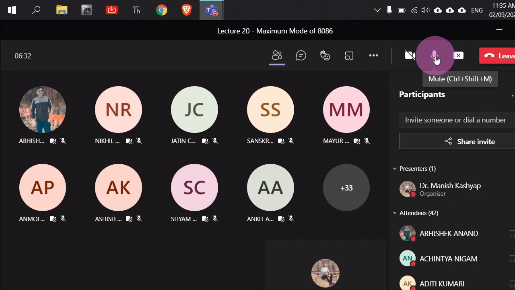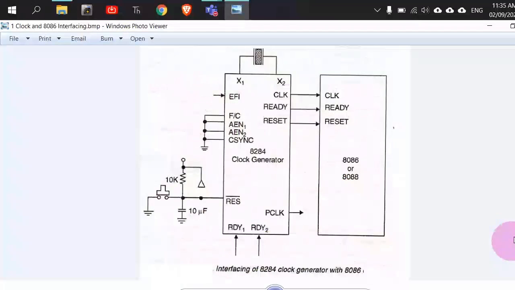Okay, so good afternoon, everyone. Good afternoon, sir. So in the last lecture, we were studying this minimum mode configuration for 8086, and we said there that minimum mode configuration is the mode in which your processor 8086 is the only processor in the system. All the devices connected to it can be peripherals, not individual processors in themselves, right?